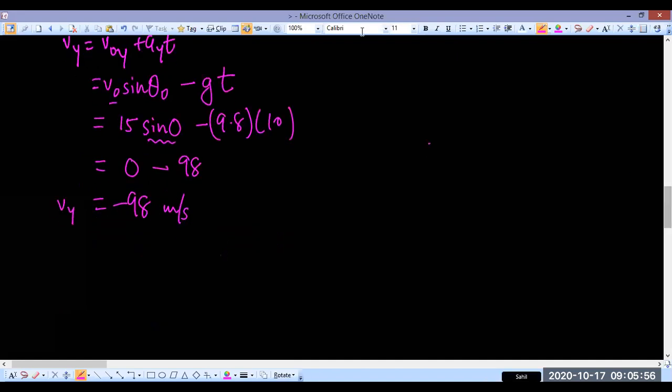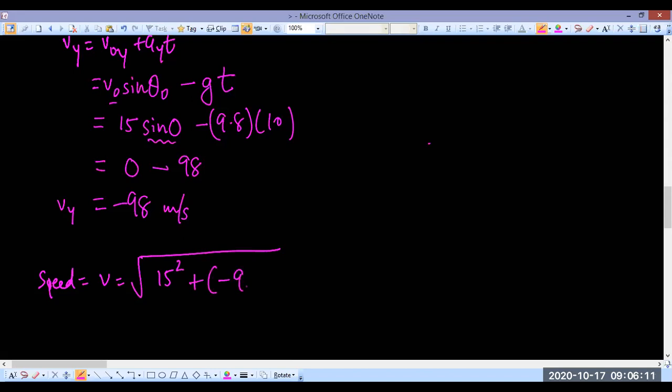અરે સાહિલ શું કરે તું? Now we are going to find speed. ચલો, speed is v equal to under root 15 square plus minus 98 square. Yeah, no problem. So 15 square plus minus 98 square.